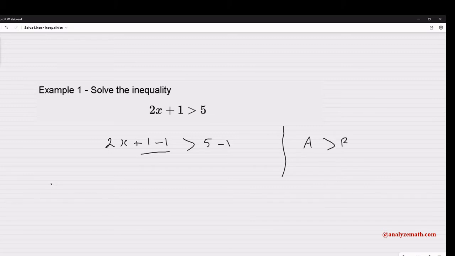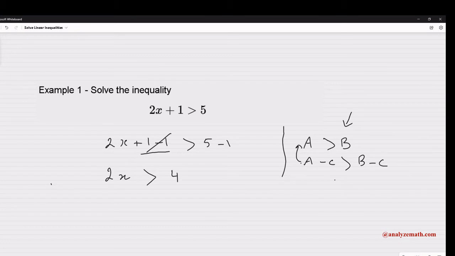If a is greater than b, a minus a certain number c is also greater than b minus the certain number c. This is a property of inequalities. The new inequality that you obtain is equivalent to the first one. They have the same solution set. So let's simplify. This is 0. 5 minus 1 is 4.